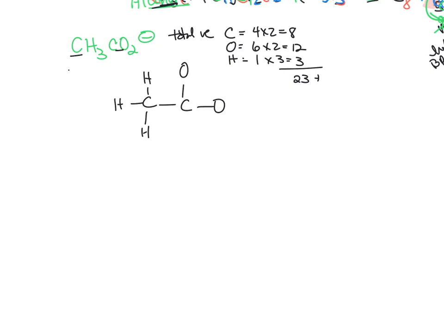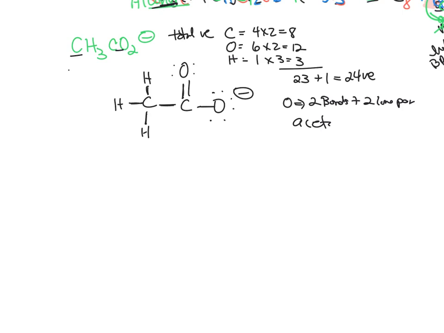And we have 1, 2, 3, 4, 5, 6, 7, 8, 9, 10, 11, 12, 13, 14, 15, 16, 17, 18, 19, 20, 21, 22, 23, 24. And that's where your minus is going to be, because oxygen likes two bonds plus two lone pairs. This is acetic acid with the loss of its acidic proton, so this is a correct structure and this would be an acetate ion.